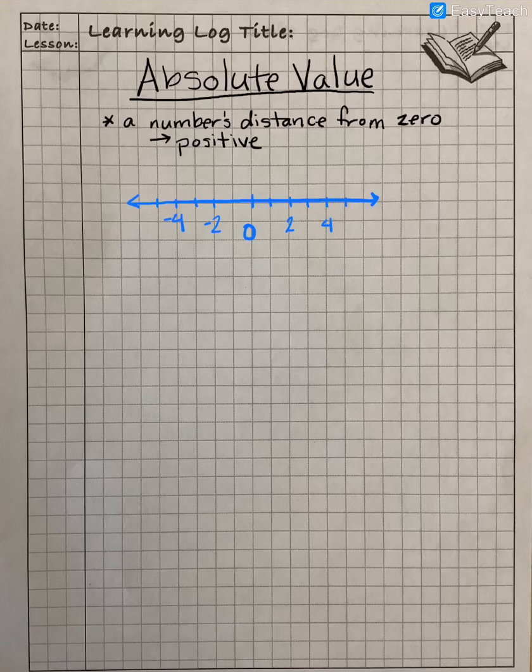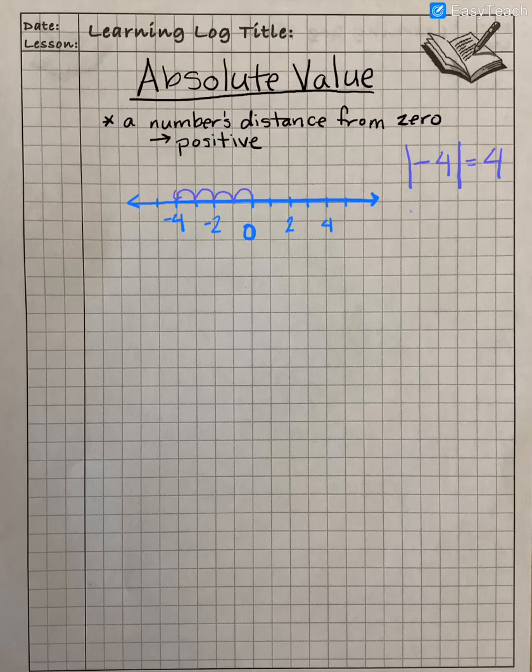So first, let's look at the absolute value of negative 4. To show absolute value, the symbol is 2 straight up and down lines on either side of the number. So if we want the absolute value of negative 4, we look at how many steps away from 0 we need to be to get to negative 4. 1, 2, 3, 4. So the distance that negative 4 is from 0 is 4.